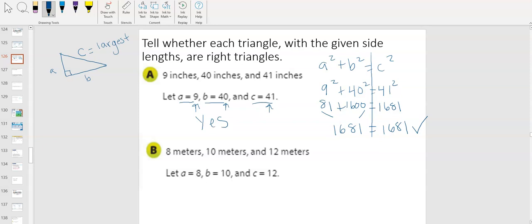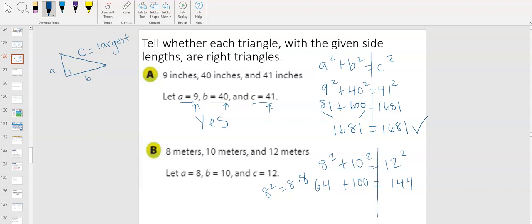Again, they tell me what to do, so we're just going to do this one really quickly. 8 squared plus 10 squared equals 12 squared. That's 64 plus 100. And again, I'm getting these numbers by either using my calculator or knowing that 8 squared is 8 times 8, and that's how I get 64. 10 squared is 10 times 10.